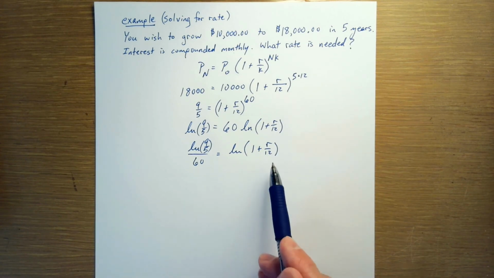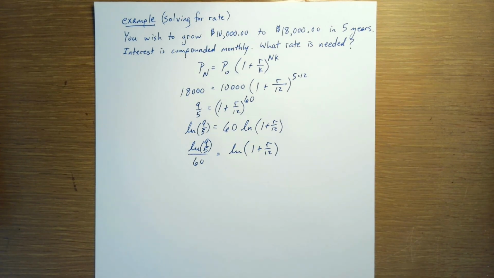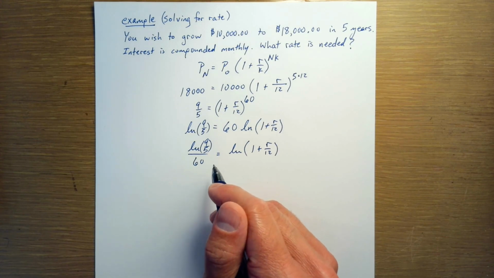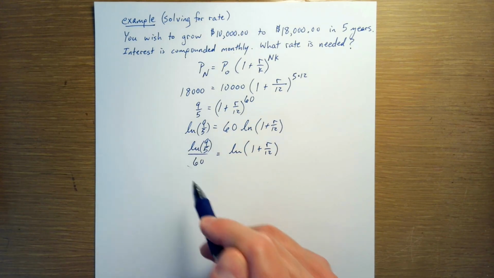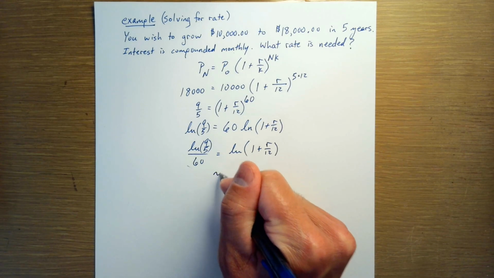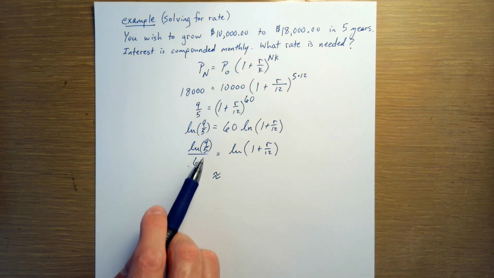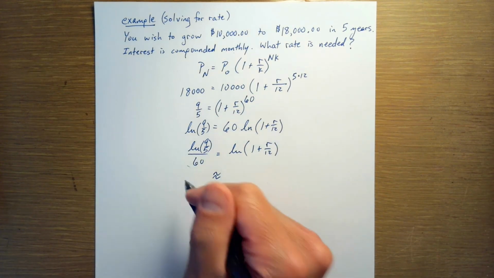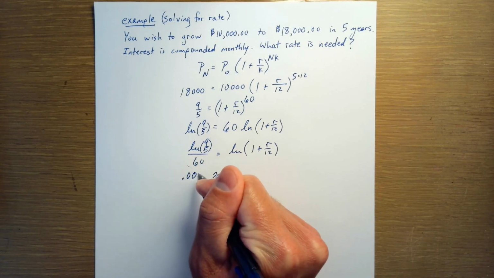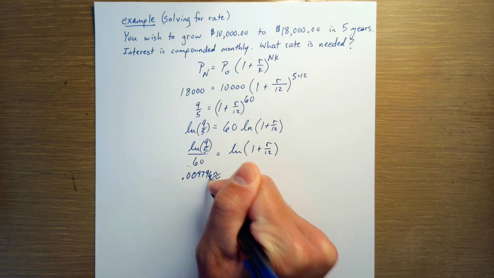So at this point, the R is now trapped within a natural log. And so we need to get that out. So what I'll do is, first of all, it's going to make it easier if we get a decimal approximation of this left-hand side. So I'm going to use an approximation, which means I need to switch to approximate. And if you plug in natural log of 9/5 divided by 60 into your calculator, you get roughly 0.009796.